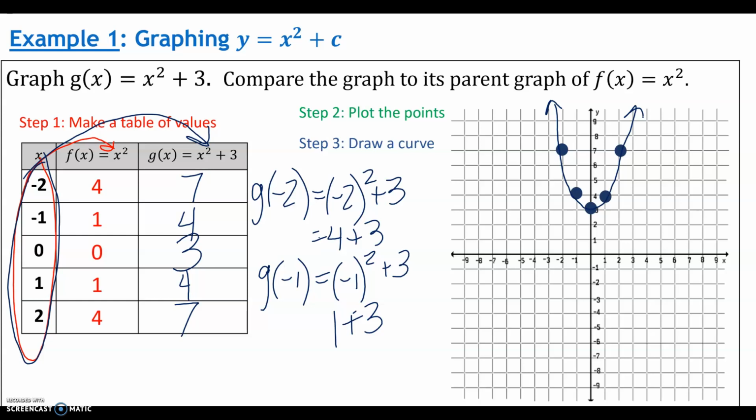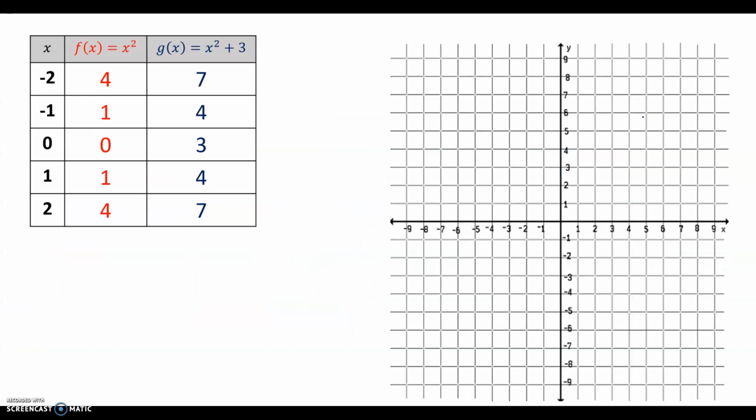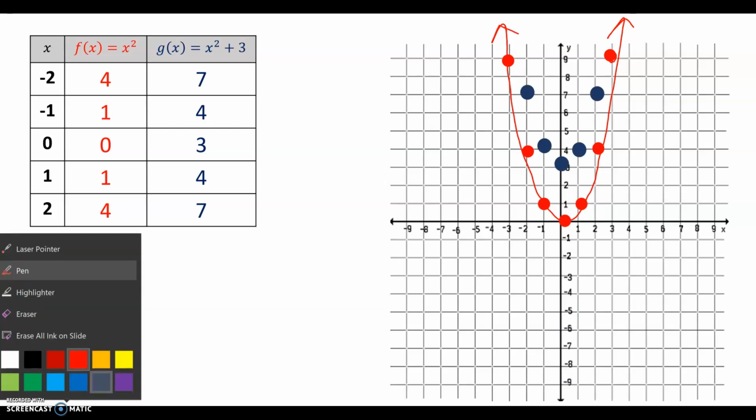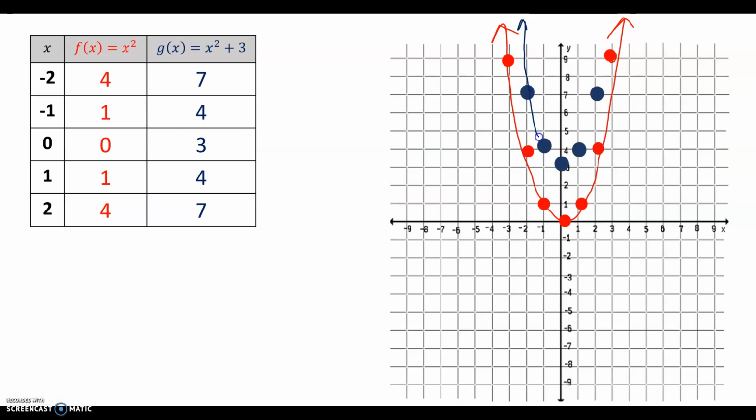So now I'm going to compare this to my parent function. So there's my table of values. Notice the red values didn't change and the blue ones were the ones we just found. Now, here's my parent function. This is what you should always be graphing first. Okay. And now I'm going to put my blue one on that you just saw. And I will connect these dots. So now is where you need to compare them. So let's fill in my axis of symmetry.